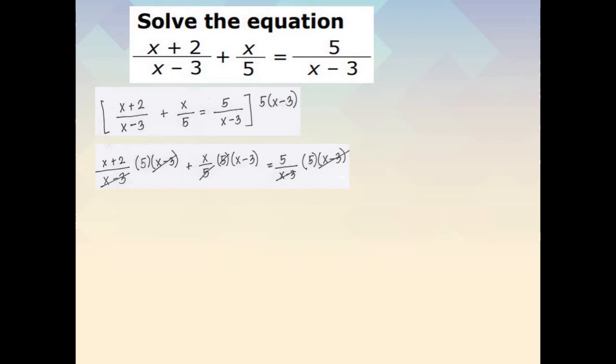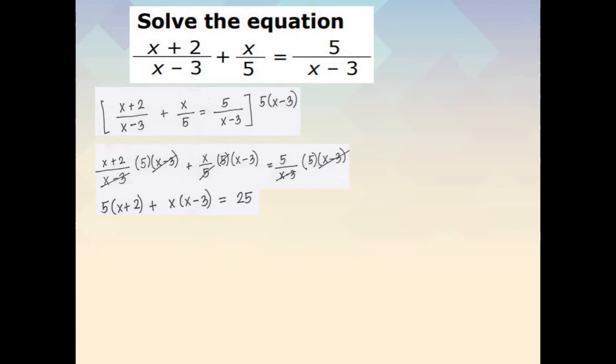We shall now cancel x minus 3 in the first term because it is common. And in the second one, we shall cancel 5 because it is common. And in the last one, we shall cancel the x minus 3 since it is common in the numerator and denominator. So it results to 5 times (x + 2) plus x times (x - 3) is equal to 25.